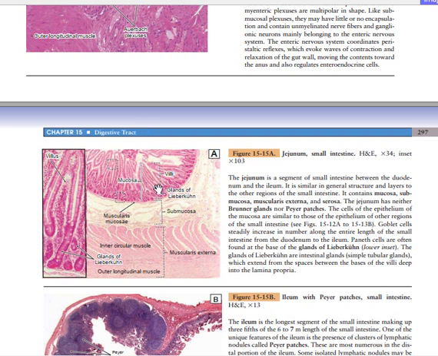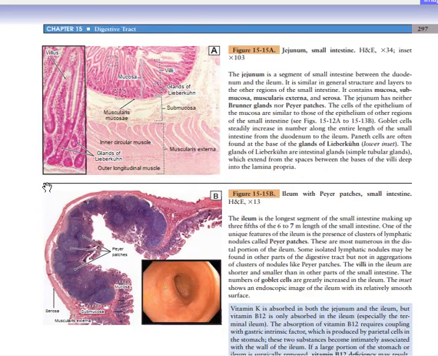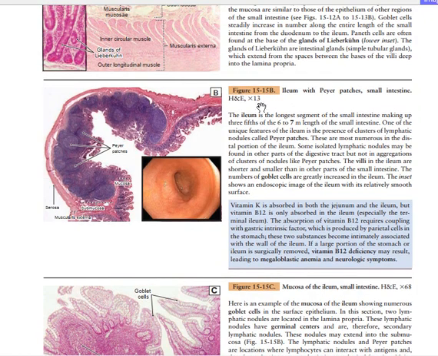You have also the crypts of Lieberkühn here, and then underneath you have the submucosa. You have the inner circular muscle there, and then the outer longitudinal muscle here. You can see how the villi are very long. At the level of the ileum, you have Peyer's patches in the submucosa.